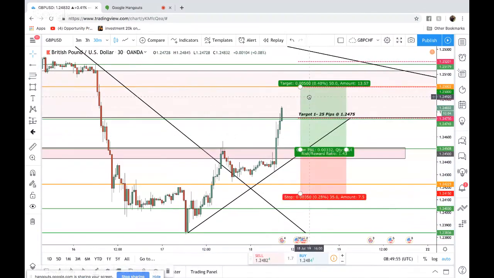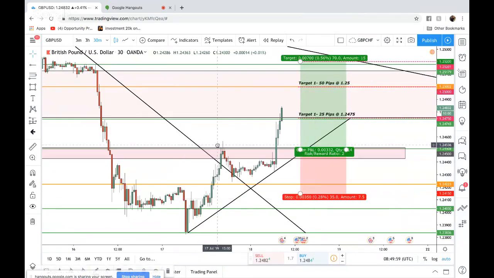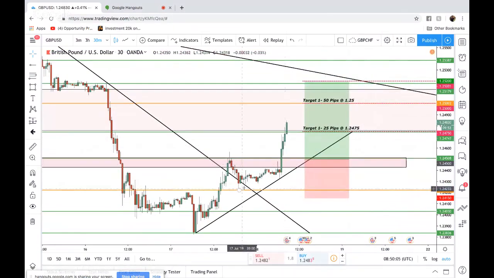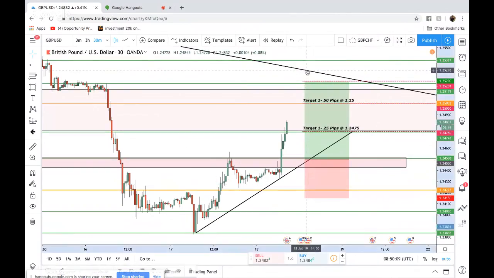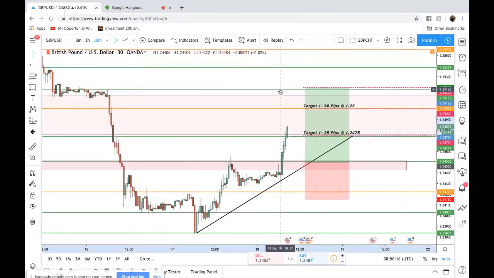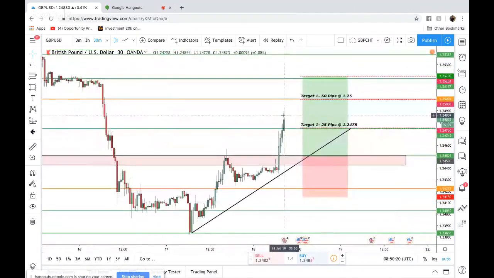And then our next target would be 70 pips. So what I'm going to do is I'm just going to take a few things off just so I can clean this bad boy up for everyone. I'm just going to clean it up right there.